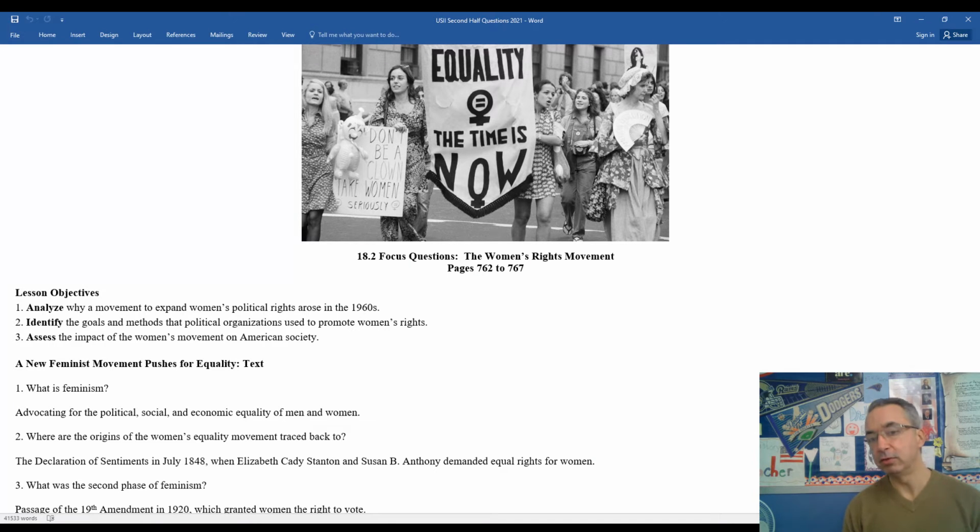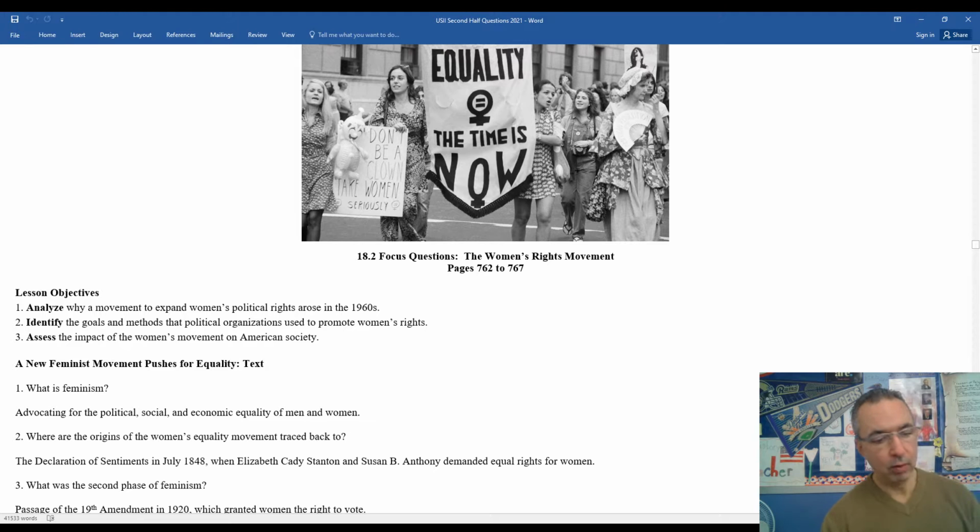So the first thing we'll do is define feminism, which is question number one. This is advocating for the political, social, and economic equality of women and men. So basically, they make sure that there's no difference in terms of how men and women are treated within society.